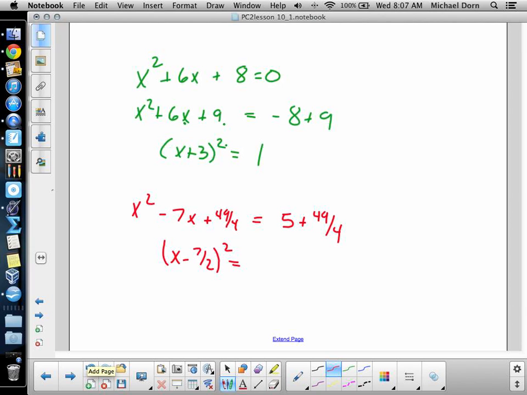And 5 plus 49 fourths would be 69 fourths, because 5 is 20 fourths. So we can do it with even or odd numbers. We can complete the square pretty easily. That's the process we're going to use here a lot.